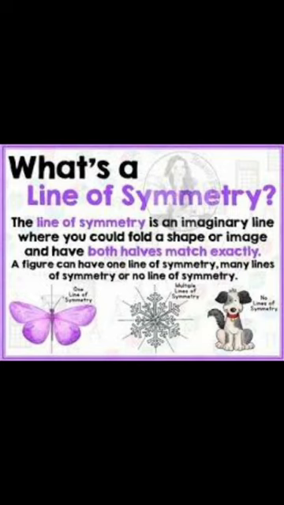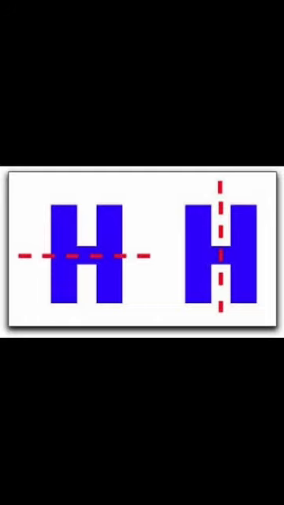So what is the line of symmetry? The line of symmetry is an imaginary line. This is not a real line, just a dotted imaginary line where you could fold a shape or image and have both halves match exactly. Along that line, when you fold the image, it exactly fits over each other. So that imaginary line or dotted line is called the line of symmetry. It can be of either kind, horizontal line of symmetry or vertical line of symmetry. It can be a slanting line also.